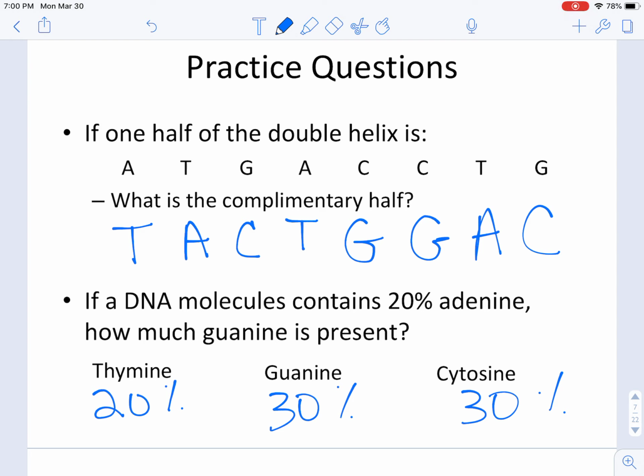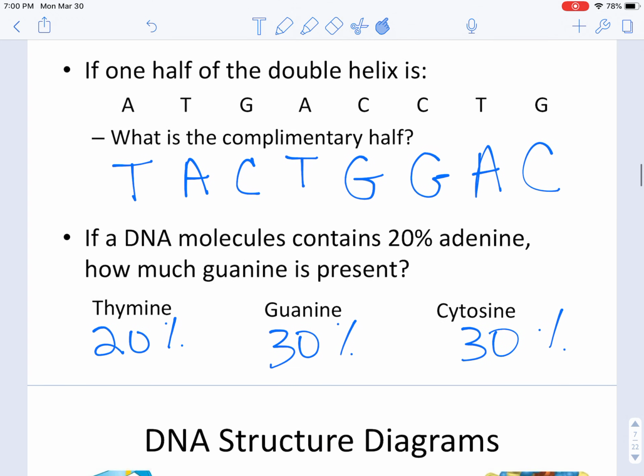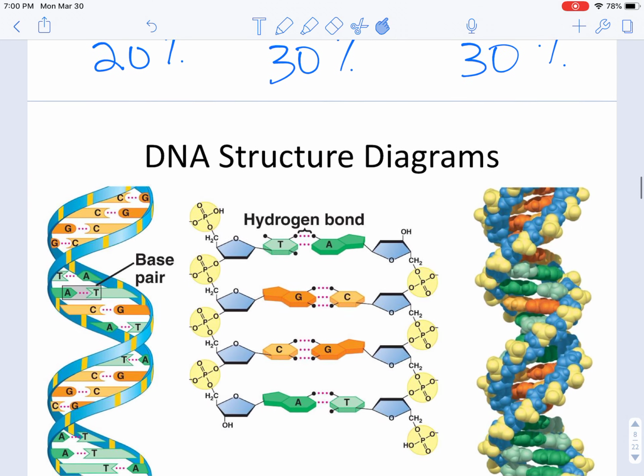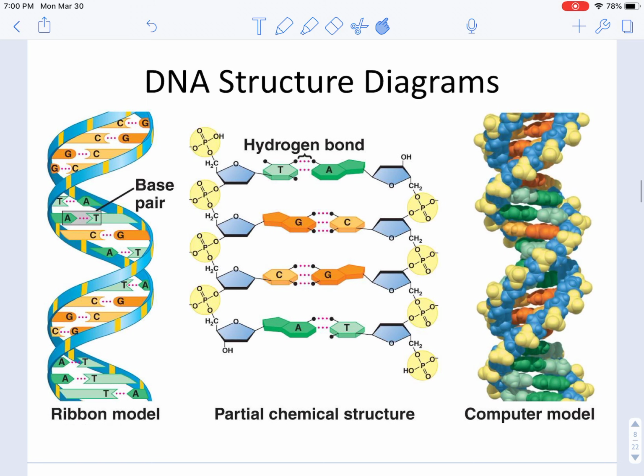In real life, though, they're not exactly equal because there's a little thing we call mutations, where sometimes bases don't bond as they should. Okay, I included a few more artists' interpretations of what DNA looks like. You've got your ribbon model on the left, your computer-generated model. This one's really accurate, shows you exactly how the atoms connect together. You can see there's a lot going on. And then the chemical structure in the middle here, partially done for you.